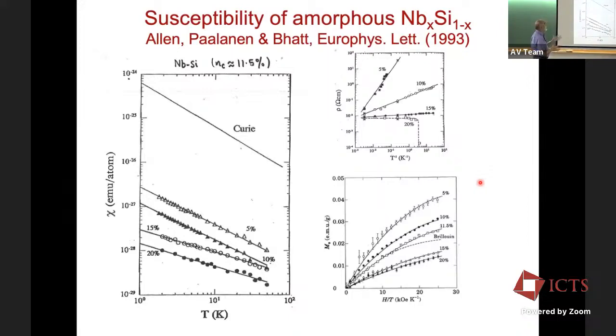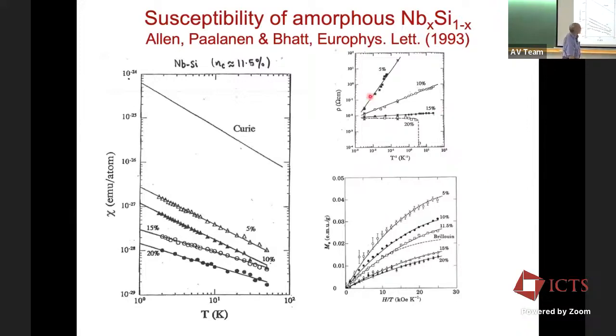Letty Allen and Amiko Palanen actually grew some bulk samples of this stuff. And then they measured the susceptibility of these materials. So the first thing I want to show you is this curve on the top right. That is the resistivity versus the inverse temperature. So low temperature is on the right side.